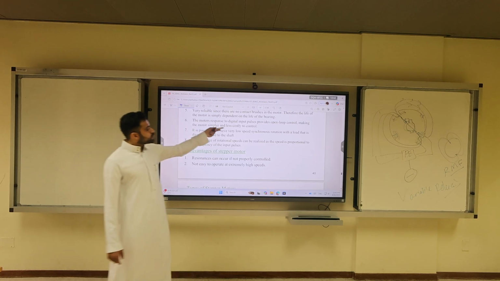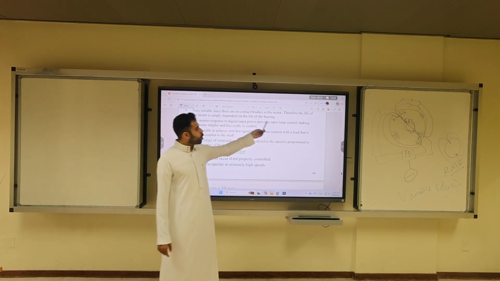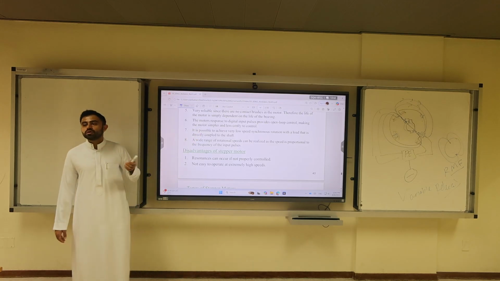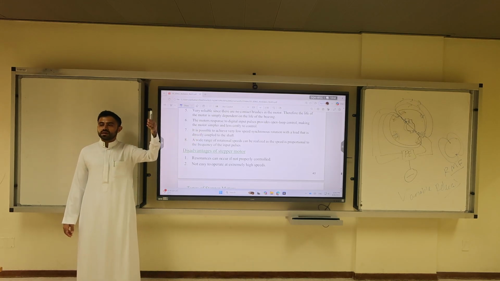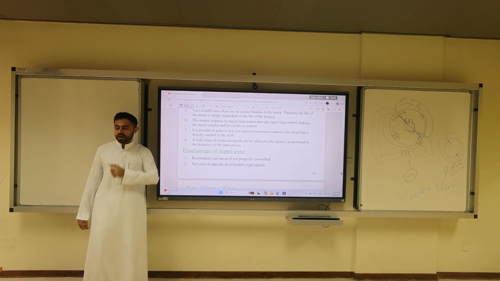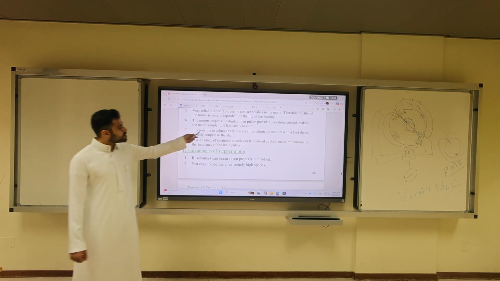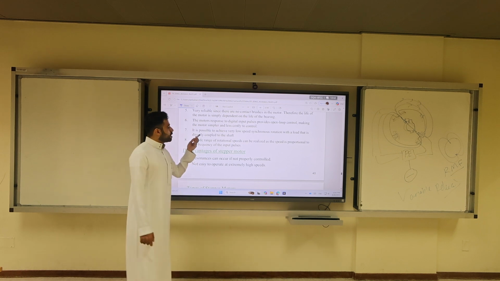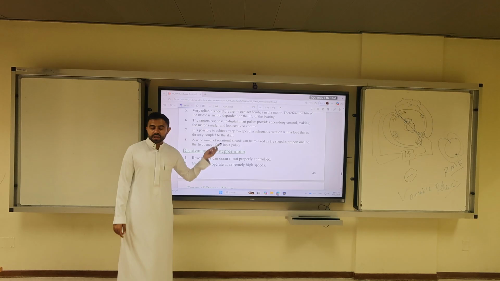The motor's response to digital impulse pulses provides open loop control, making the controller easy. You don't have to have sensors. If you trust your power electronics, you trust your output. It is possible to achieve very low speed, synchronous speed rotation when it's directly coupled with the shaft.